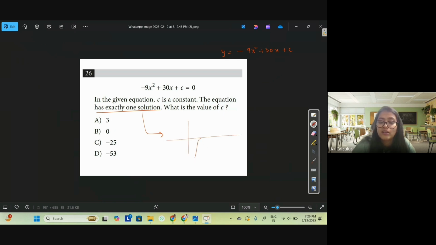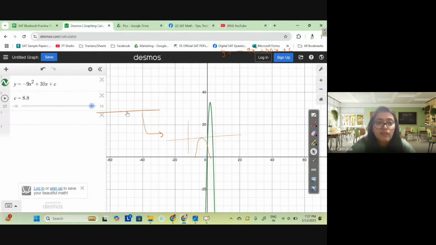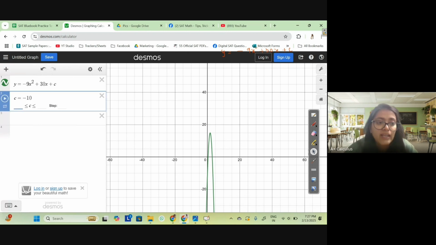So it should be like this. It should just touch the x-axis. Okay. So now if I'm adjusting the values of C from -10 to 10, my parabola is not going down, right? So you can change the range from -10 to 10. You can change it to whatever you want.